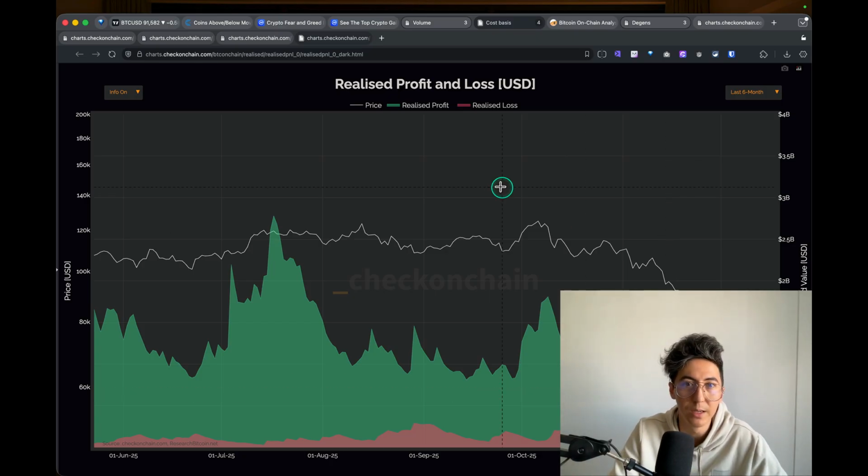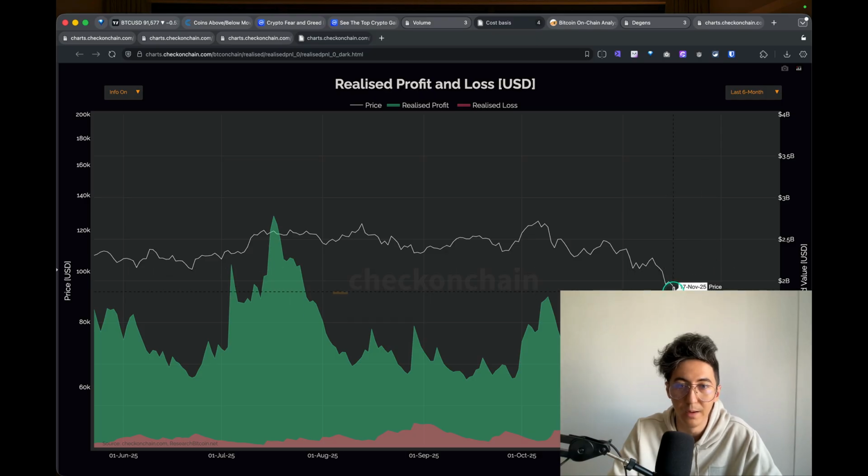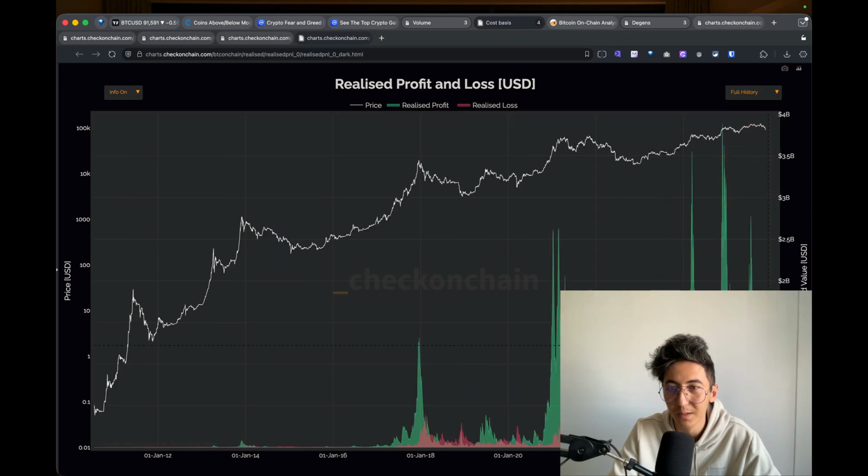I thought this one was kind of interesting because it's the realized profit and loss. Again, no clue. I guess maybe it's that short-term, long-term holder, and then they're just showing the realized. I don't know how they come up with this information, but what I think is pretty interesting is the realized profit is dropping while the realized losses are increasing, and we're starting to come up with this equilibrium.